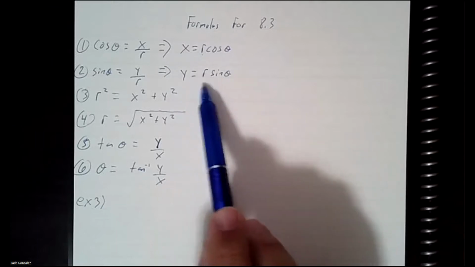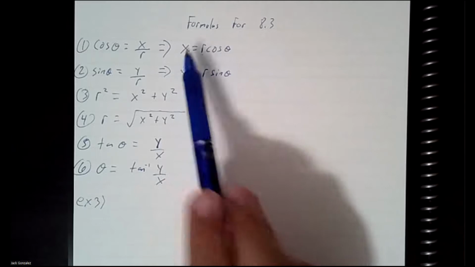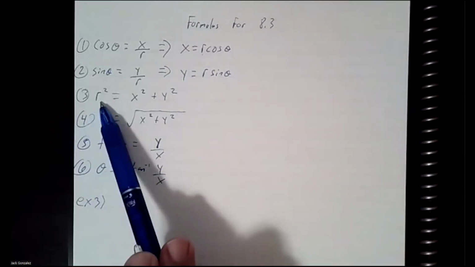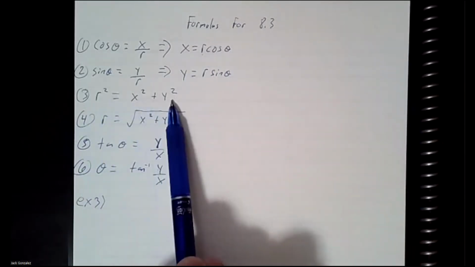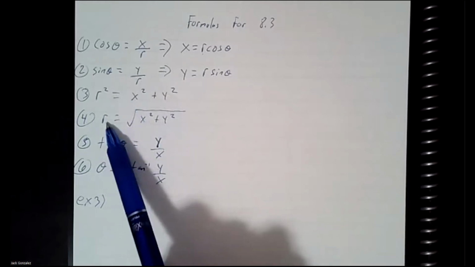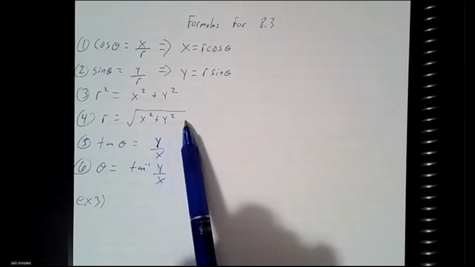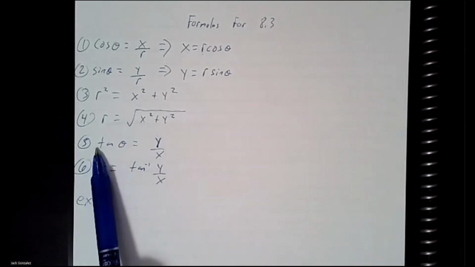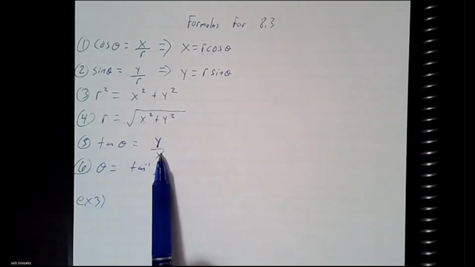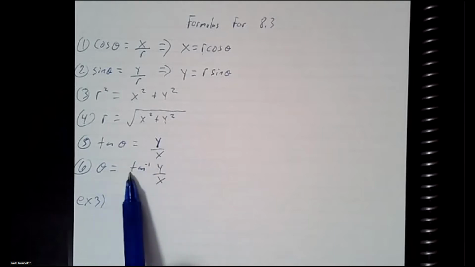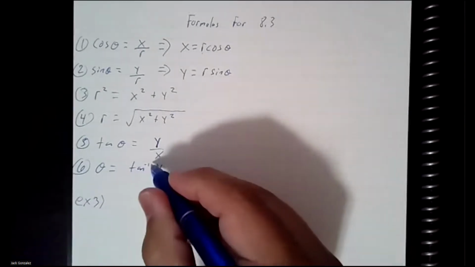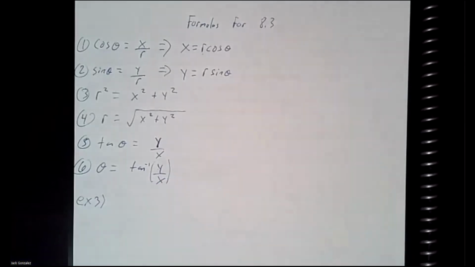Okay, so you can always go from r sine theta to y, or r cosine theta to x. R squared is equal to x squared plus y squared, and of course you can solve for r, the radius. So if you need the radius, you can just square these guys and take the square root. Tangent theta is y over x, so theta would be tan inverse of y over x. So you can solve for theta here.